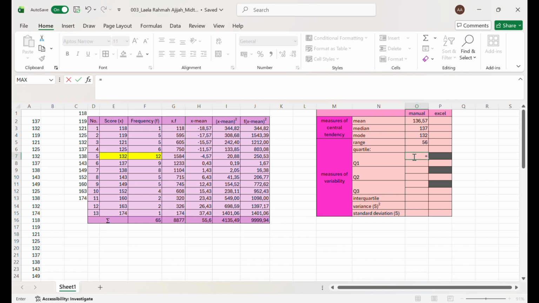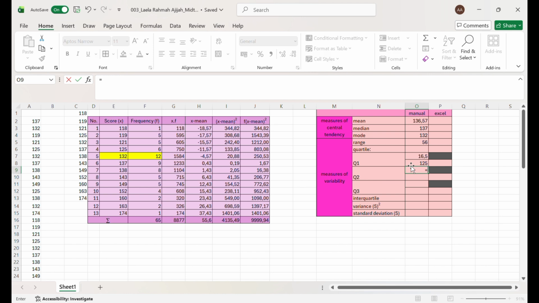Now for the quartile, you need to find the data position by using the manual formula, a quarter times sigma frequency plus 1, like this. It means Q1 is at the 16th and 17th data, and here the value is 125, so you only need to add it by itself and divide by 2.